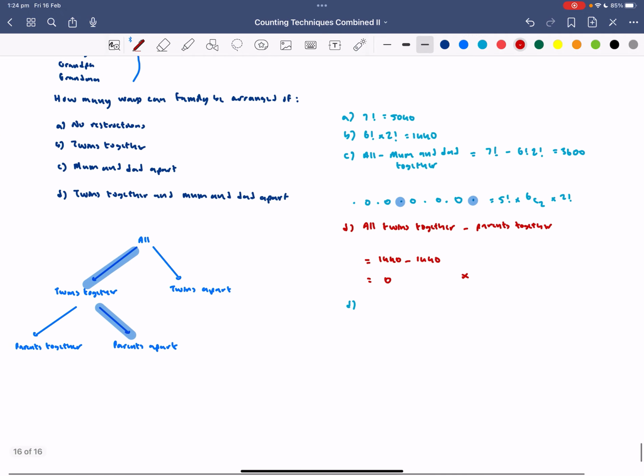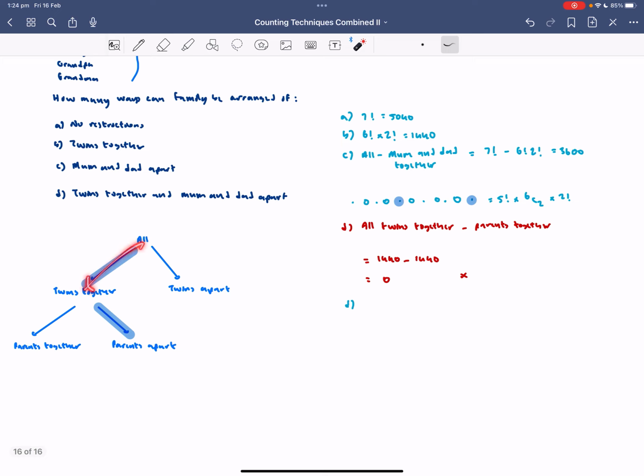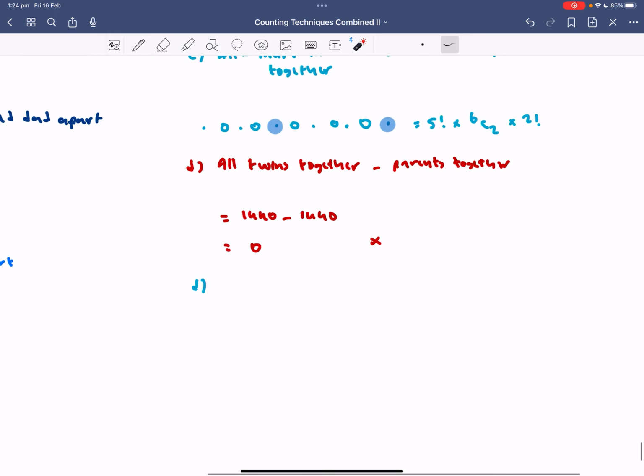So what you have to realize, if you want to know twins together and parents apart, the way of doing it is you're going to do all the ones where the twins are together minus away. So this is a very important question. It comes up all the time. It's come up in a hard question before. It's like a painting related one.